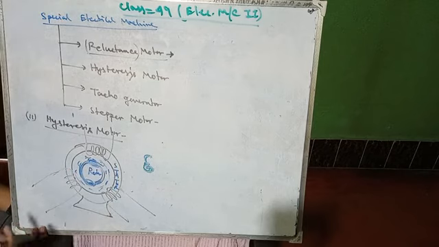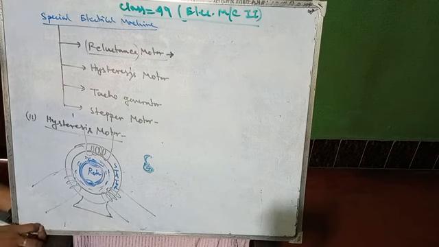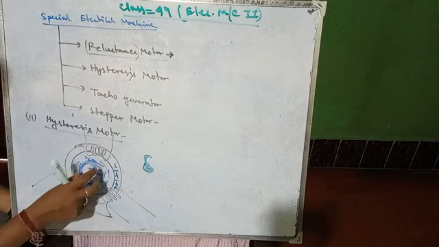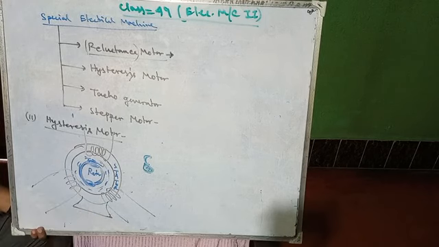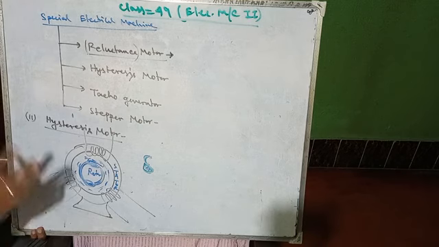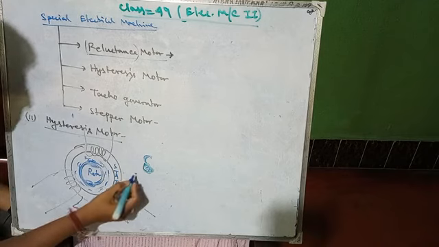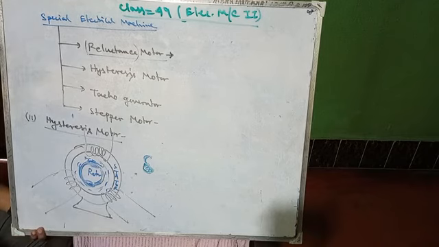So there will be magnetic locking, and due to this magnetic locking, the rotor will rotate at a constant speed. Always remember, hysteresis torque is almost constant. The most important advantage of this hysteresis motor is that the torque produced by it is almost constant.